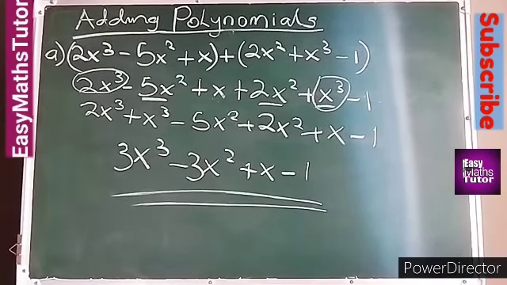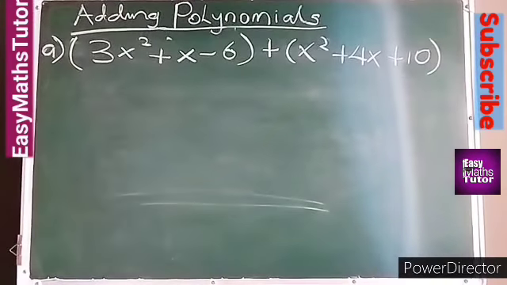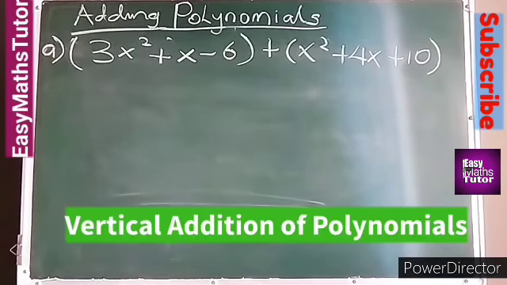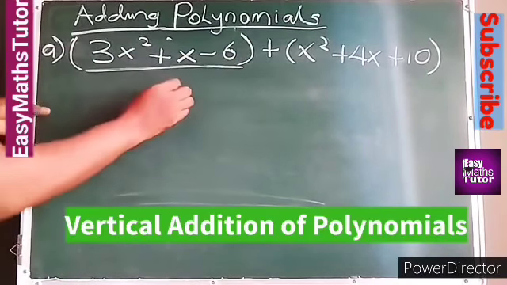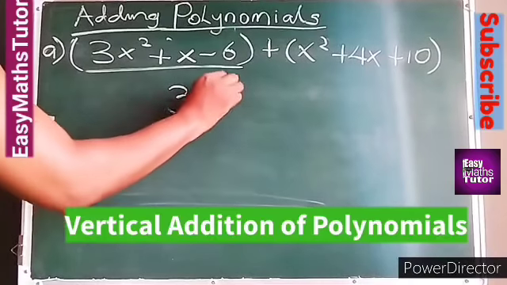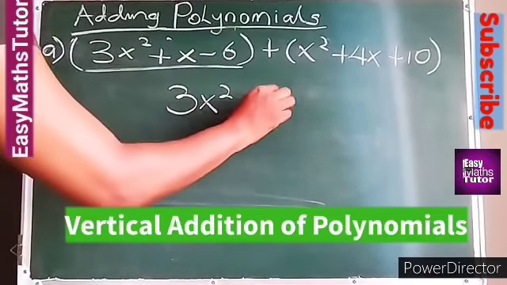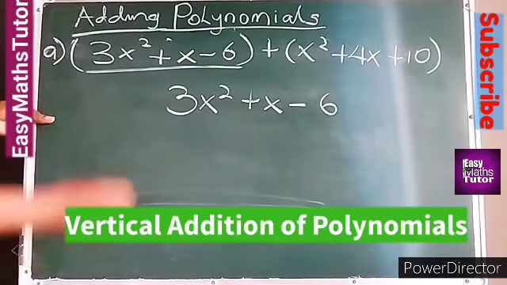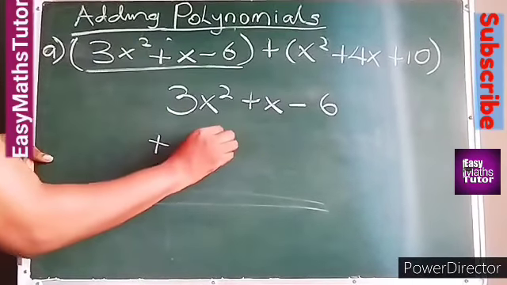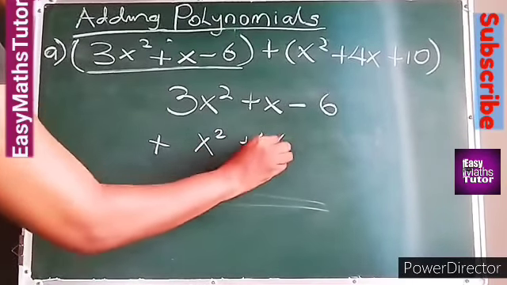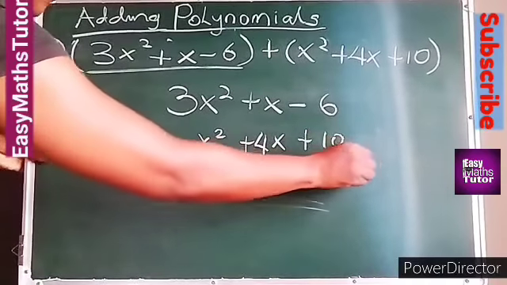So we're going to use the vertical method right now. We're going to add this vertically. The vertical way of adding polynomials is just a way of rearranging these polynomials. So we're going to write it in a vertical method. We'll first of all write the first polynomial, which is 3x squared plus x minus 6. Then we're going to write the other one: x squared plus 4x plus 10.